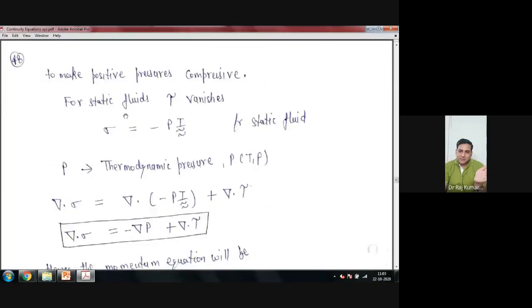Now, how is this sigma being calculated? Again, sigma is equal to Pi for a static fluid, because in a static fluid you don't have a shear force component, right? So your tau will vanish there. Okay. So now you have a derivative term at that particular place.